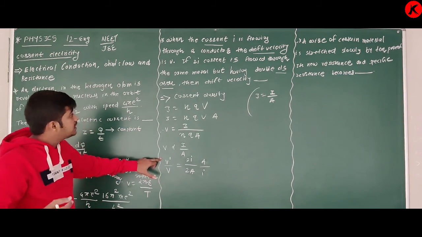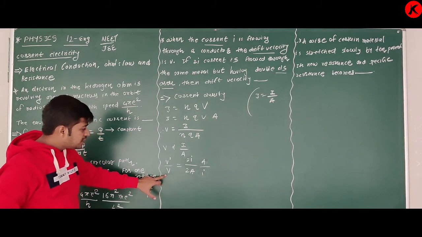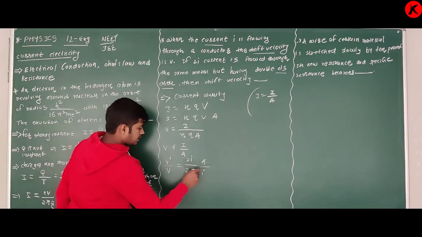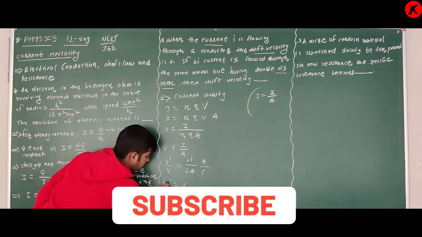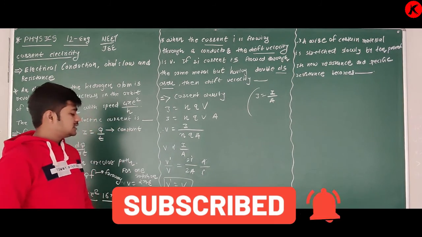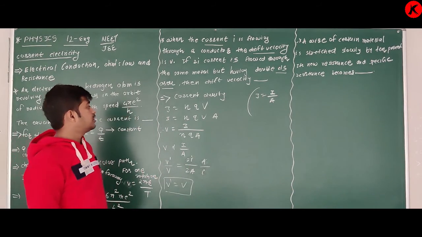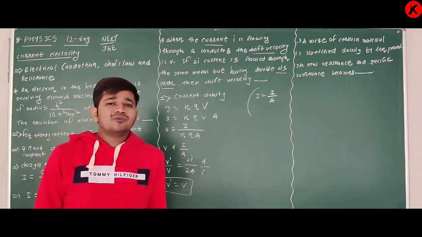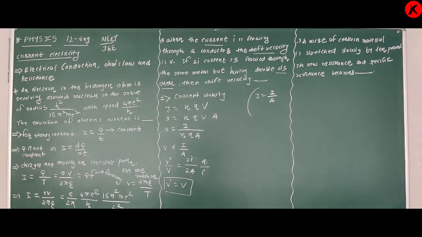V dash means in the final case, current is doubled and cross-sectional area is also doubled, but in the initial case V is proportional to I upon A. So A cancels, I cancels, 2 cancels. Then V dash is equal to V, which means drift velocity remains the same. So you have to check which quantity it actually depends on. Clear about this? Now we will see the next question.